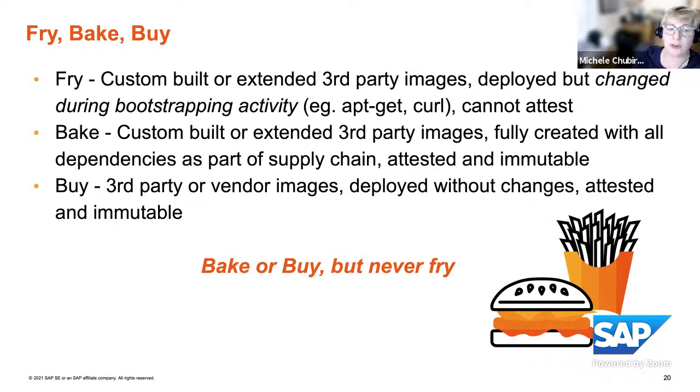Baking is custom built or extended third-party images, fully created with all the dependencies as part of a supply chain. You can attest and verify that this is immutable. Or you can just buy, which means you can just use a third-party or vendor image deployed without changes, attested and immutable. Okay, the message here: bake or buy, never fry.